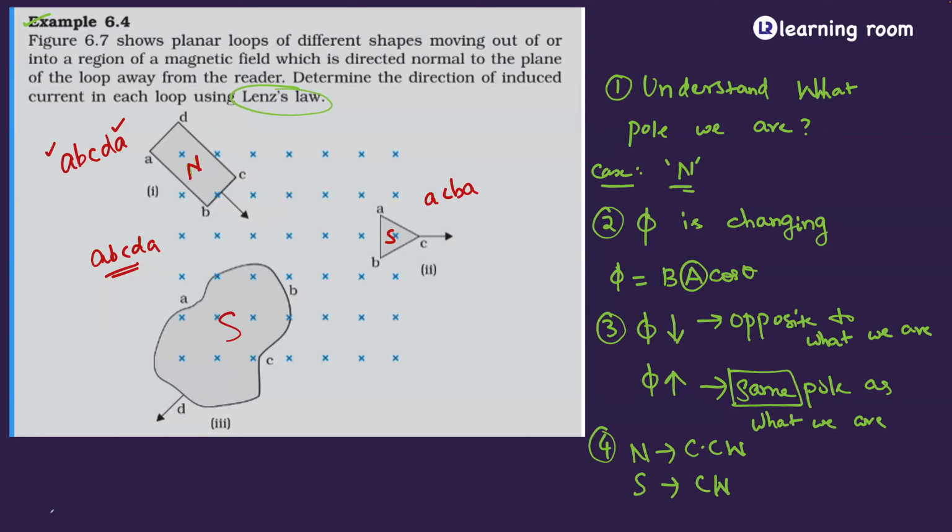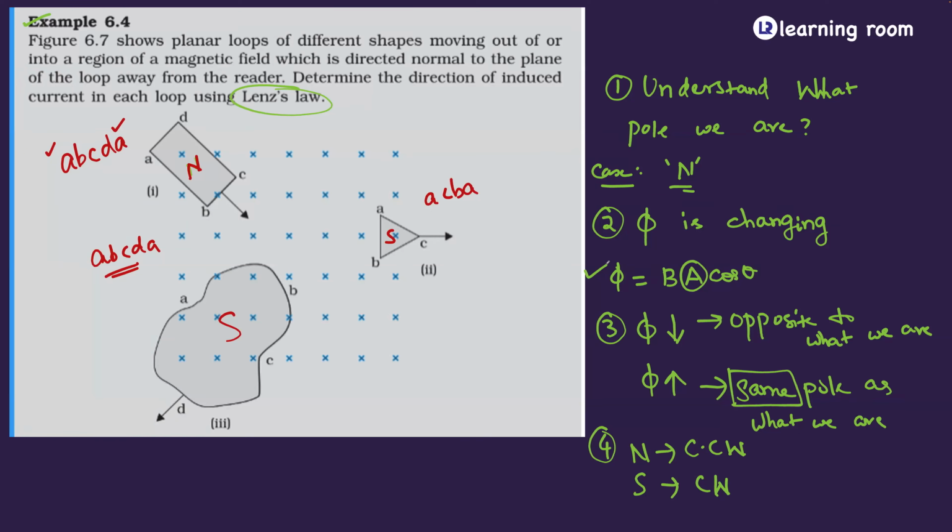Second, we need to see how the flux is changing. We need to see whether the flux is changing or not. Flux is dependent on three parameters. What are they? Magnetic field, area, and theta. If one of the parameters is changing and the other two are constant, then flux is going to change.